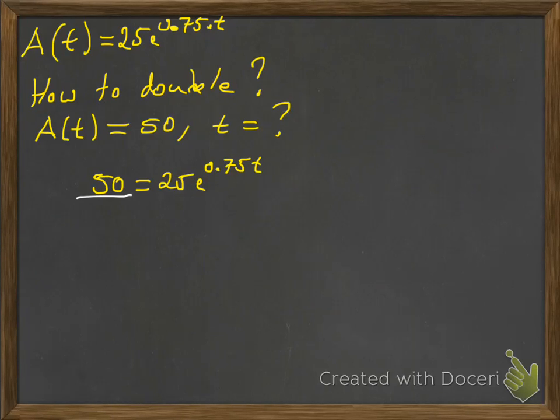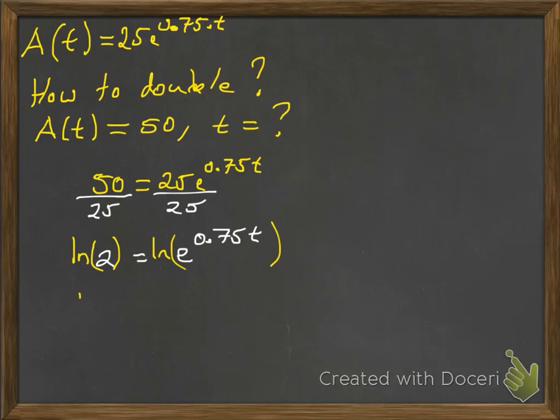This is exactly the same process as, what is the time required for our money to double? We'll have an interest rate, and we'll know everything except for the time, so it works the same way. We divide both sides by 25, and we get 2 is equal to e to the 0.75t. To solve for an exponent, we use the natural log to bring that exponent down. Because e and ln are inverses, we just get 0.75t. Then we divide both sides by 0.75.